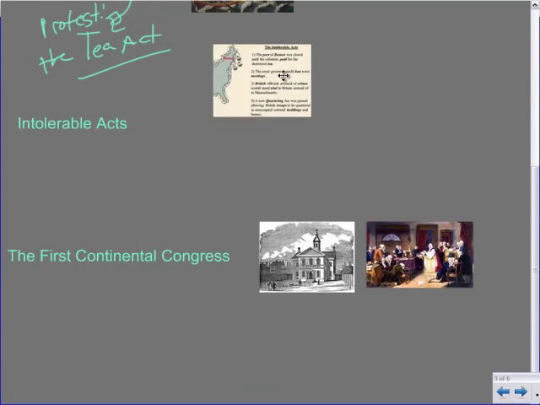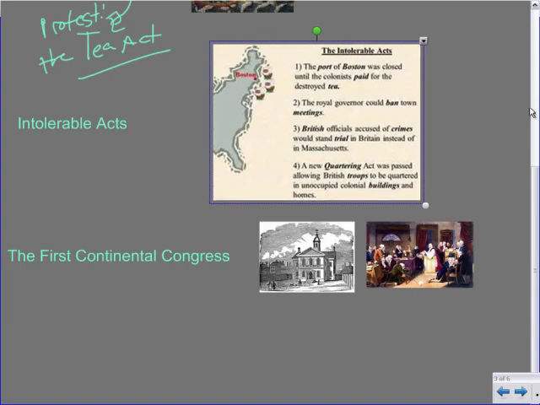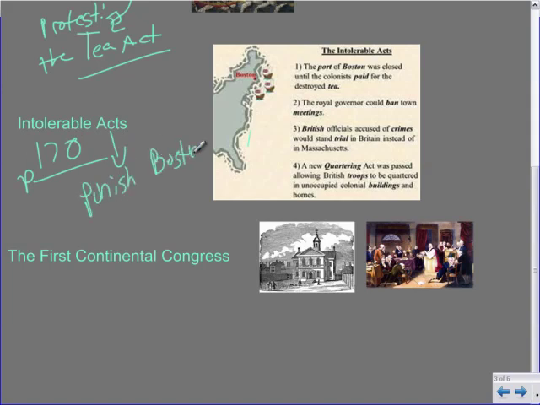And this is obviously in Boston, and to punish Boston for the Boston Tea Party, the British put in the Intolerable Acts, and those can be found on page 170. Here's a list of what the Intolerable Acts did. It closed the port of Boston, took away their elected officials and banned town meetings. And basically, the Intolerable Acts are meant to punish Boston, plain and simple, for the Boston Tea Party. And that's just how it goes.